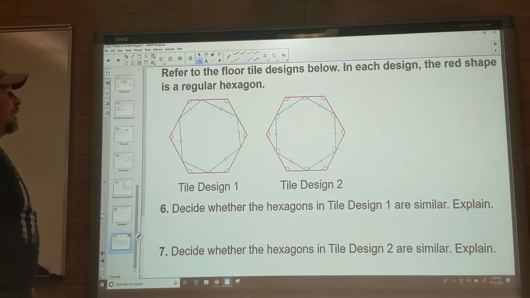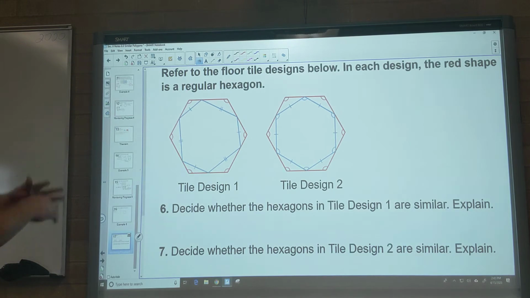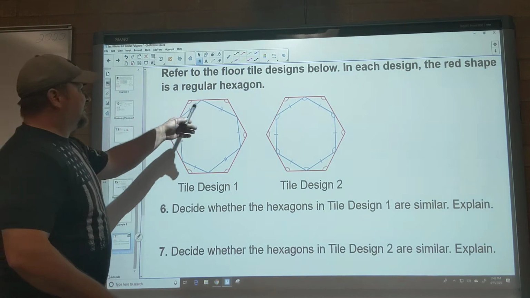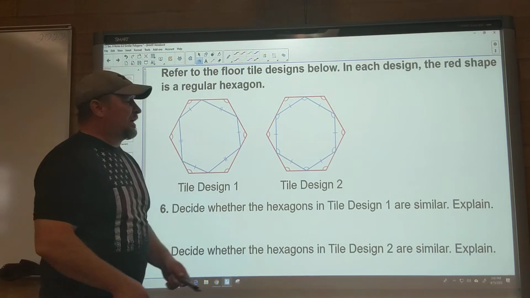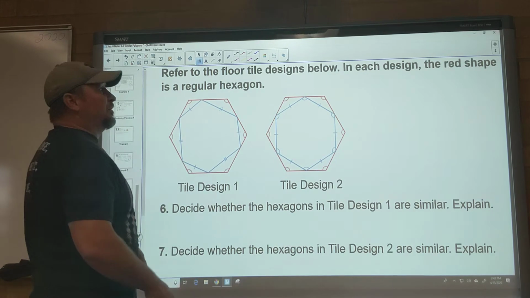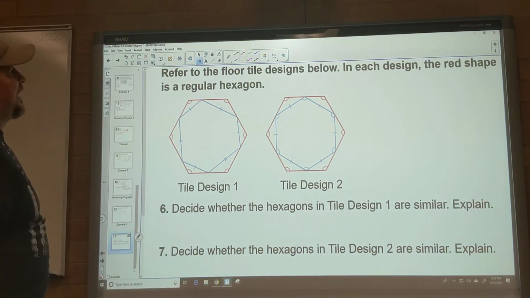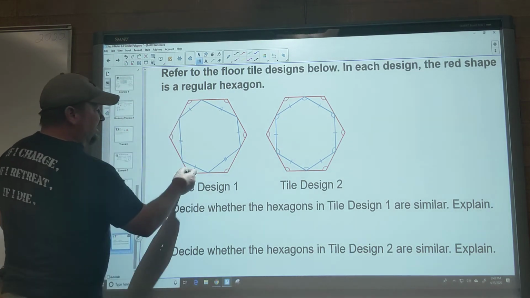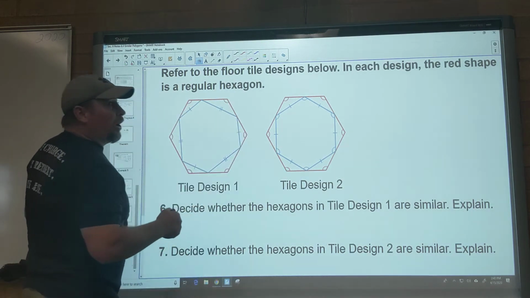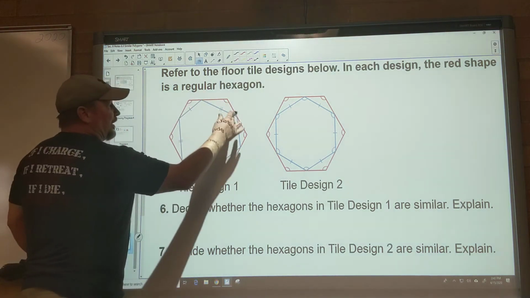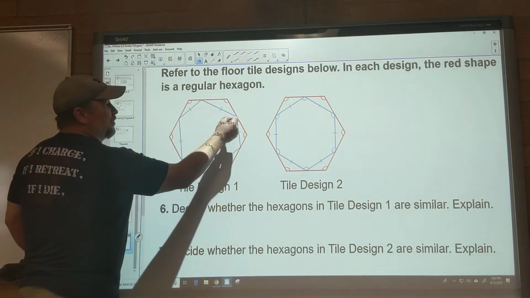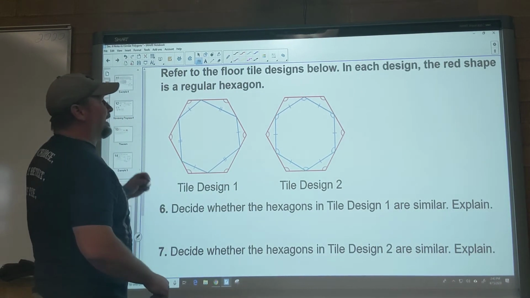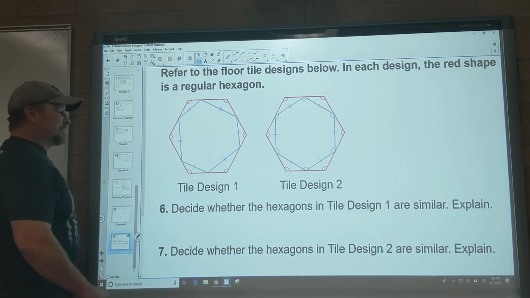Refer to these two tiles, and they're asking us whether the shape is similar. Decide whether the hexagon in tile design 1 is similar. Explain. Well, they're asking if the red shape is similar to the blue shape. I'm looking at mine. I see markings on all the red ones for our angles. Those would work. But now look at my blue one. This blue one doesn't have any markings for it. No markings on the angles. Therefore, I am going to say not similar.